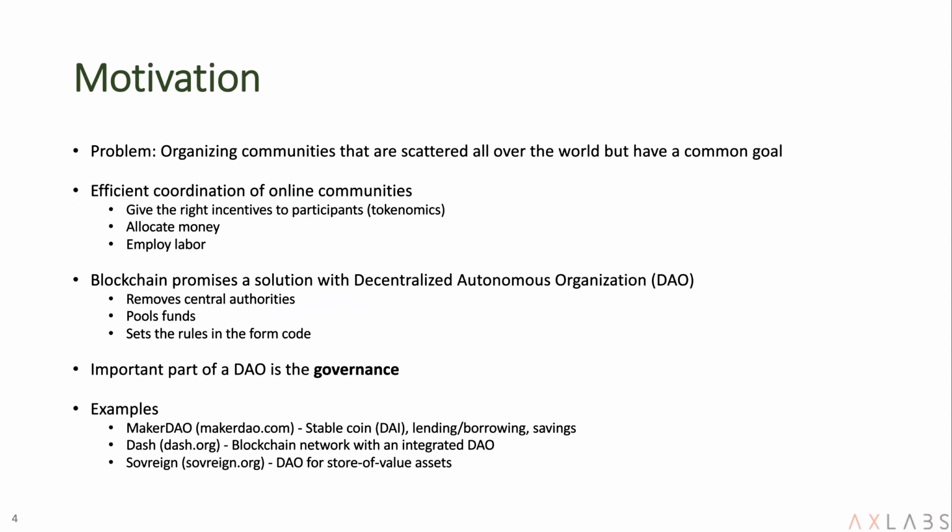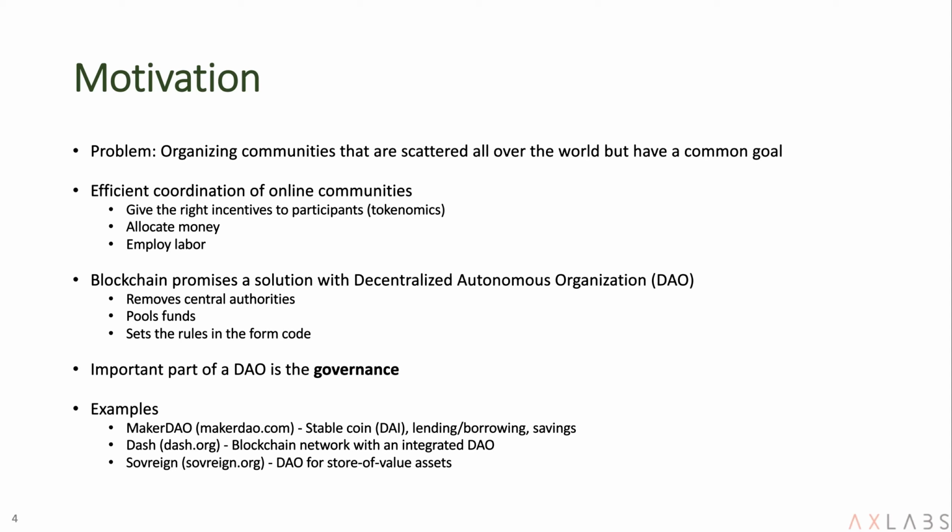So starting with the motivation, it's basically online communities. And what I mean with online communities are communities that form around a common goal or a common vision, but they're scattered over the whole world. So in a community that is local, you know people directly, right? You can meet them in person and you can build trust like this. But in an online community, you can't build trust like this. So you need a different mechanism to efficiently coordinate an online community. And blockchain promises a solution for this.